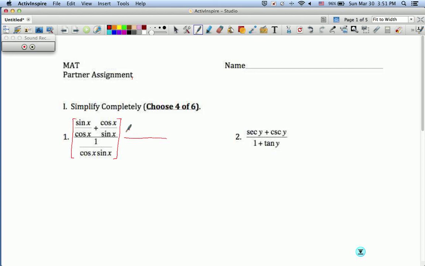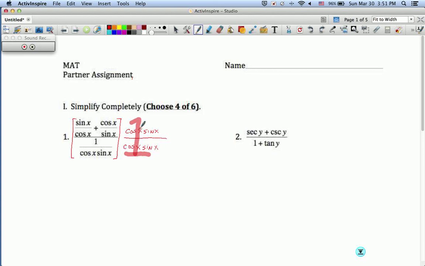So I'm going to multiply by the common denominator divided by the common denominator. In other words, a fancy form of 1. And just in case somebody is not too clear, this right here is nothing different than a fancy form of 1. So I'm just multiplying by 1.